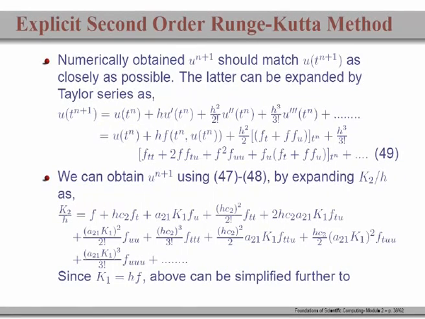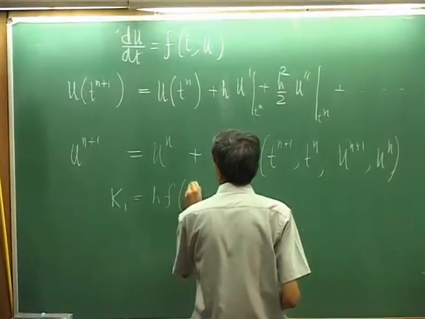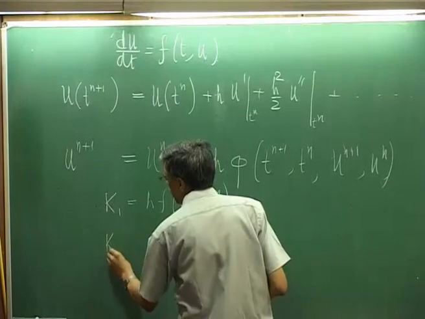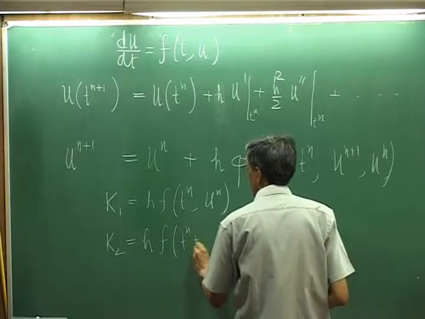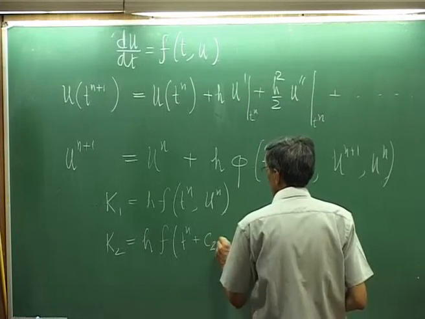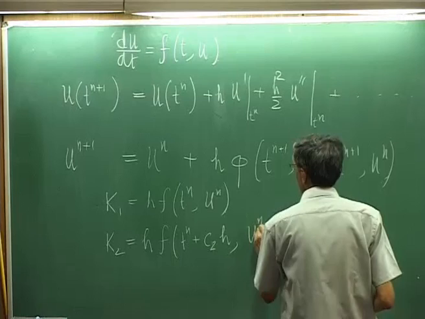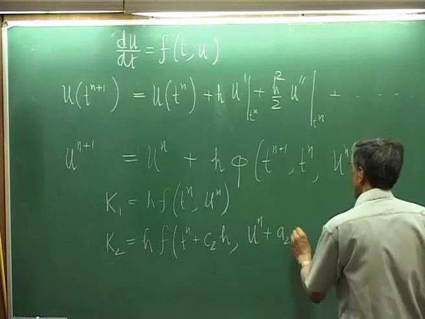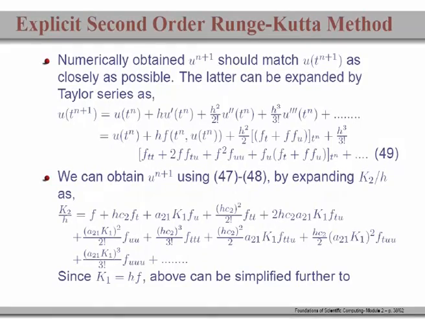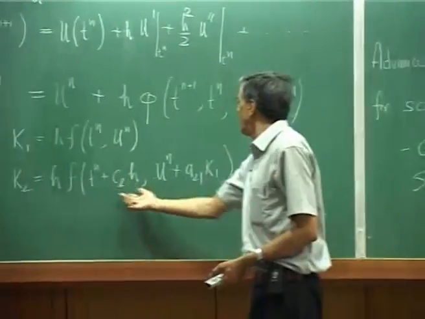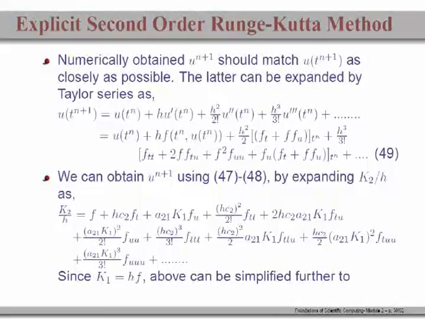So, we could keep on writing it all down, and the way we have written down k 1 was simply h of f evaluated at the previous step, and k 2 we said would be h of f evaluated at t n plus C 2 h and u n plus A 2 1 k 1, right. So, that is the expression for that. If I expand this k 2 by h, that is basically a Taylor series expansion of this about t n and u n, and that gets you there.